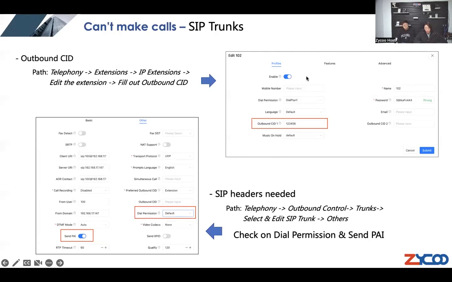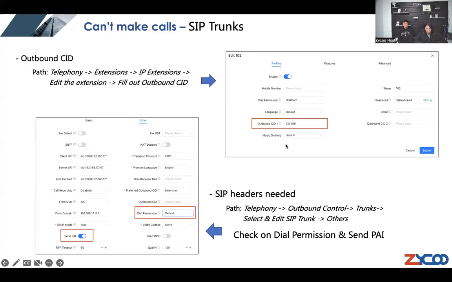And the last one would be using the SIP trunk. Same as the PRI, with a SIP trunk you first need to check the outbound CID, because some providers do require you to fill out the outbound CID. The second would be needing a SIP header for the data transfer, which is a pretty rare case. Probably only 5 to 10% of the issues are caused by the SIP headers.